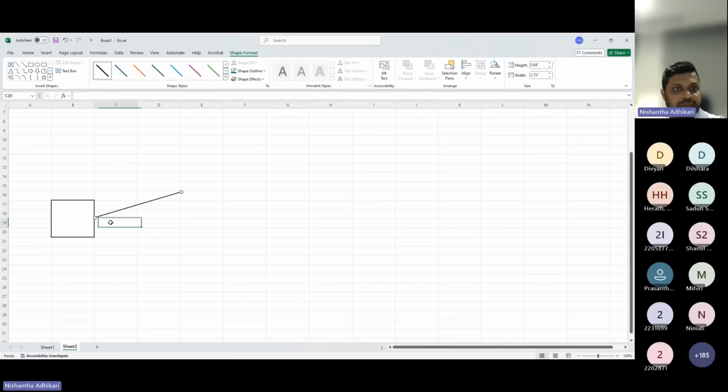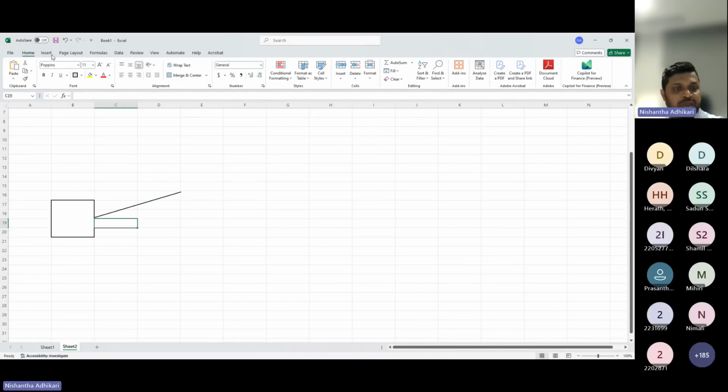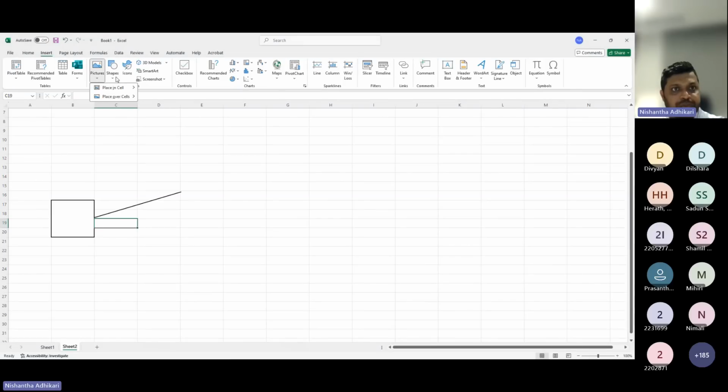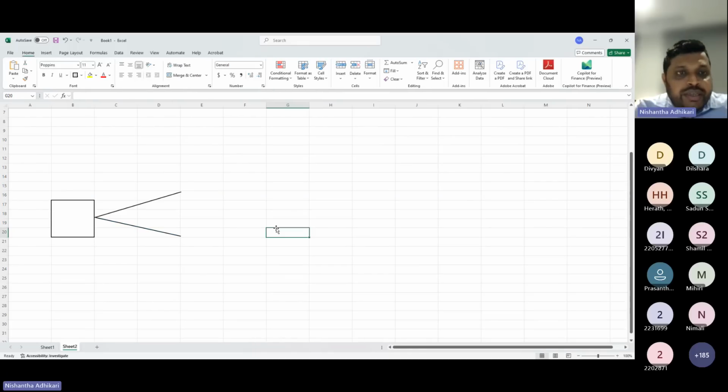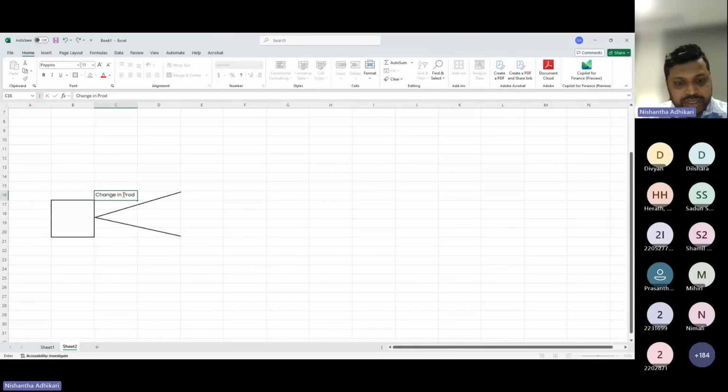Right, one, and again I will draw. Quickly draw. Therefore, first one I will say this is a change in product design. That is one. Other one, advertising. Those are the two options.